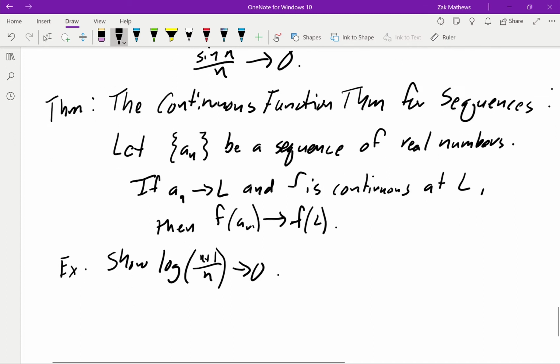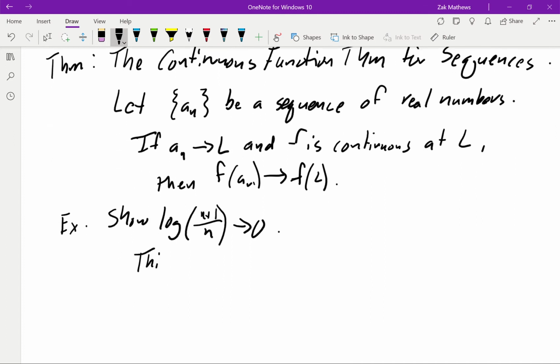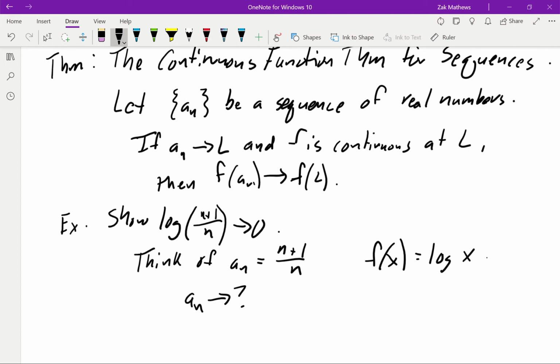Well, to do this, let's think of our rule. Our sequence is n plus 1 over n. That gives us the nth term of the sequence. The function is clearly the log of x. And so we need to start by thinking about what a_n is converging to. That's what we want to know.